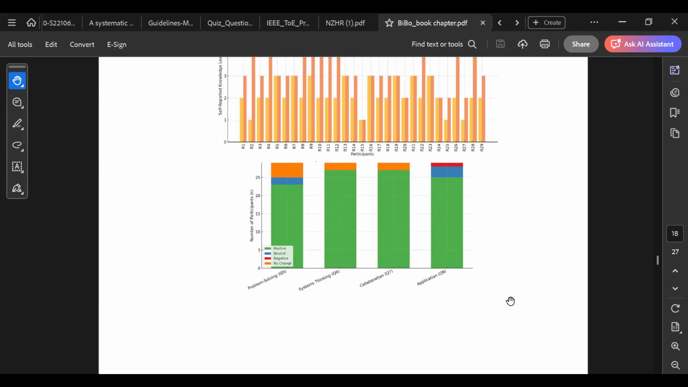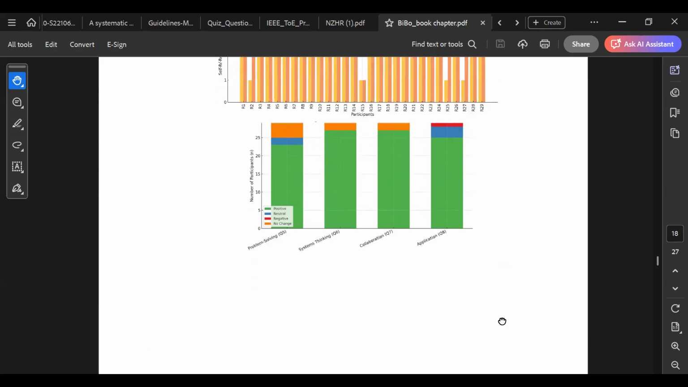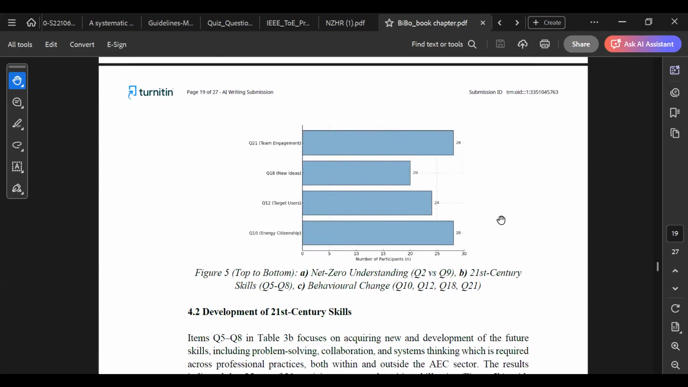So you see all these different questions, 5, 6, 7, and 8 targeted on different aspects. You see a lot of positive intent being shown from the respondents. And figure 5 explains what their responses were on these different aspects. Question 21 was targeted on team engagement, whether they felt there was enough team contribution and collaboration happening, and the new ideas that came out as question 18.